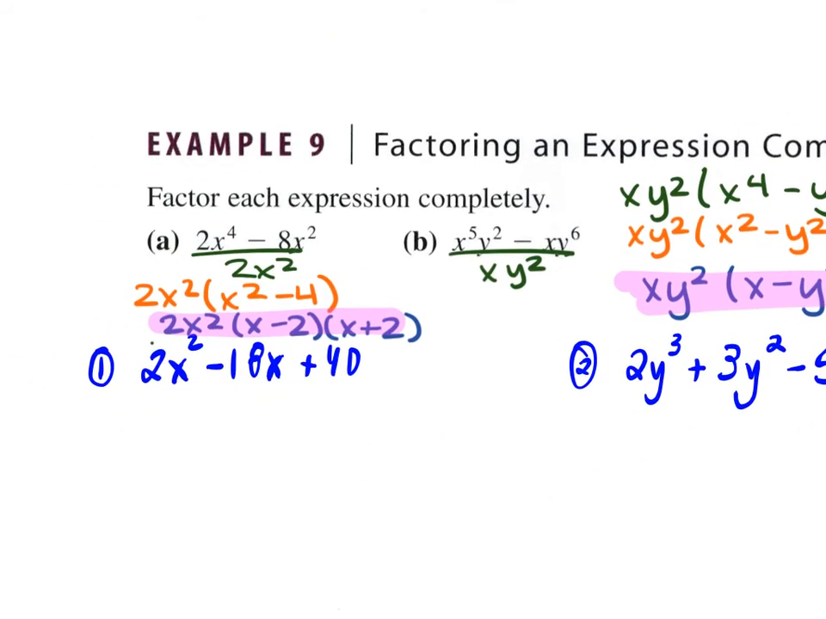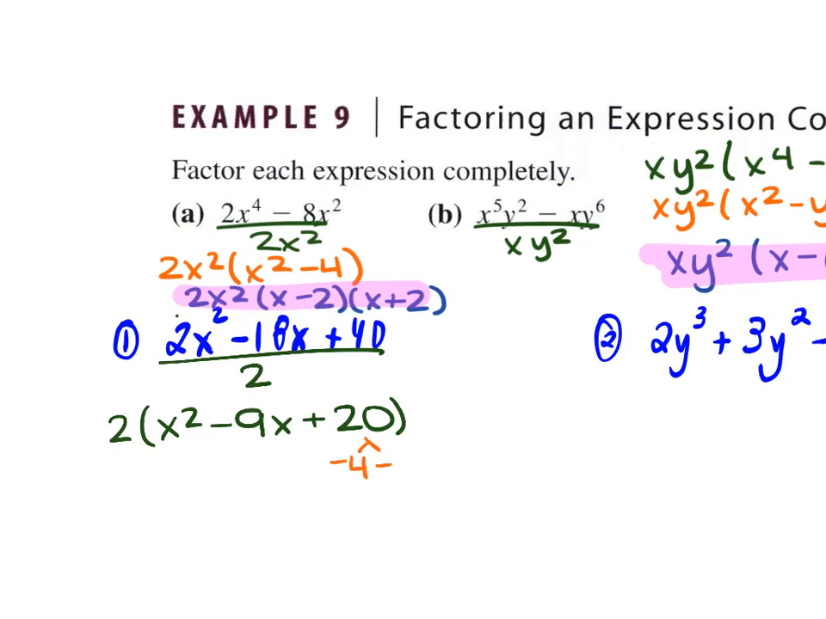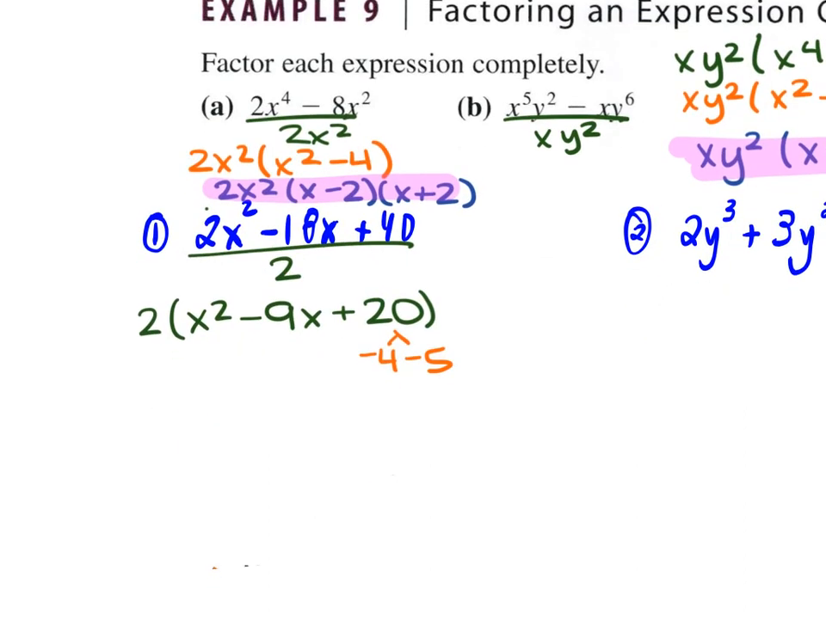For 1 in this section, you have 2x squared minus 18x plus 40. Factor out the greatest common factor, which is 2. So that's 2 times x squared minus 9x plus 20. Your factors of positive 20 that equal a negative 9 are a negative 4 and a negative 5. So then this factors out further to be 2 times x minus 4 times x minus 5.